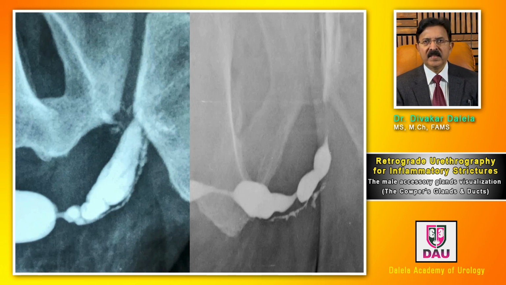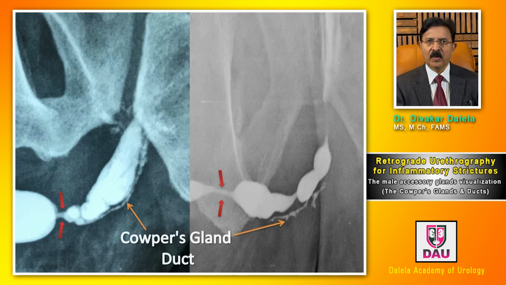Here are representative retrograde urethrograms of inflammatory urethral stricture, where you will see that there is a stricture shown by a red arrow here and another red arrow here. So there are two separate patients. Common to them is that their ductal orifice is located proximal to the stricture, and you see a thin, irregular, uneven Cowper's gland and their duct, right?